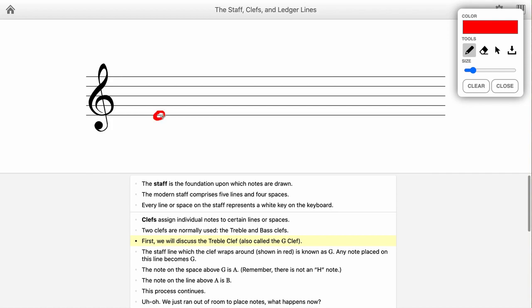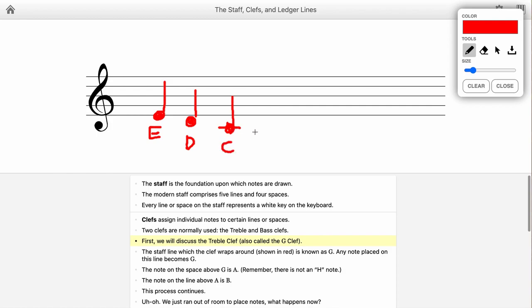If we have a note on a bottom line, that note is an E. If we drop just below the E to the space directly beneath it, we go backwards in the alphabet because we're going down. That note is a D. If we want to continue past the D and go into lower notes, we need to add a ledger line. Draw the note on the line. And now we have the note C.